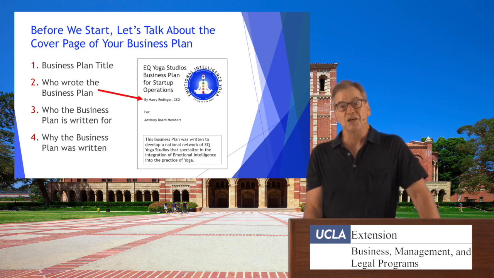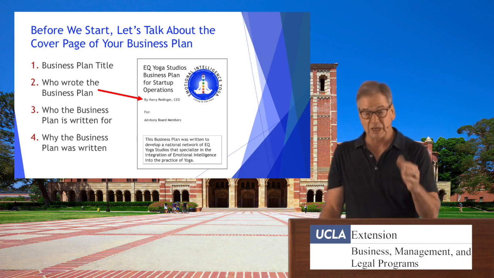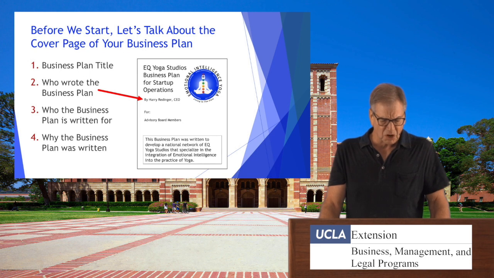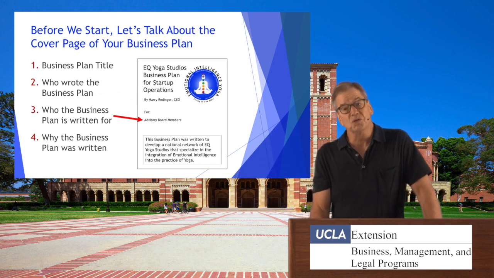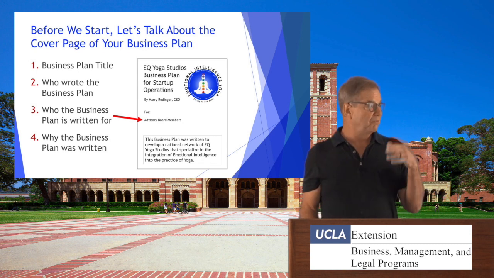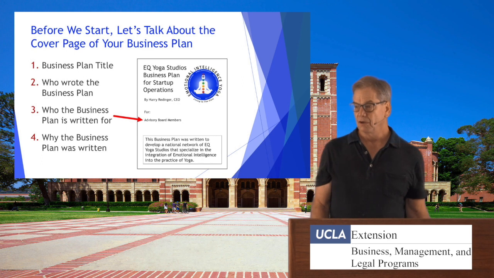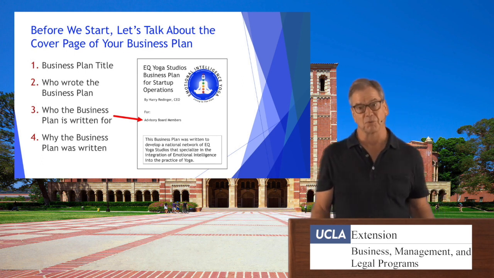Next, we need to indicate who wrote the business plan. Was it a group effort? Was it you? Was it somebody else? Just like a book, it's often important to put the author down here. And then next, who is it written for? American First Bank, advisory board. In this case, it's for the advisory board.